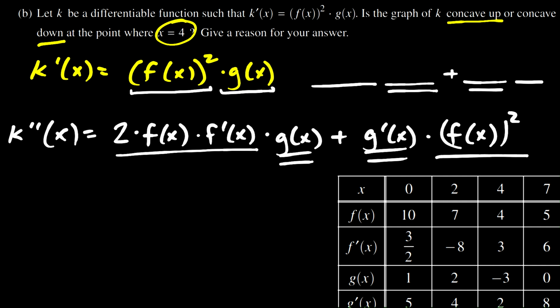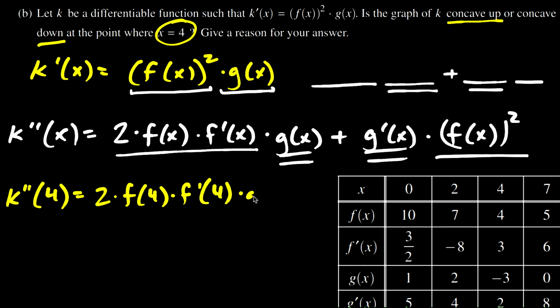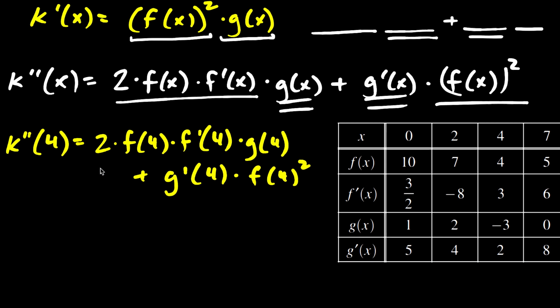And we're interested in the value at 4 so we can determine the concavity. So when we substitute in 4, we have k double prime of 4 equaling 2 times f of 4 times f prime of 4 times g of 4 plus g prime of 4 times f of 4 squared. I do think it's important you write this all down so to make sure when you go to your chart, you're interpreting everything correctly.